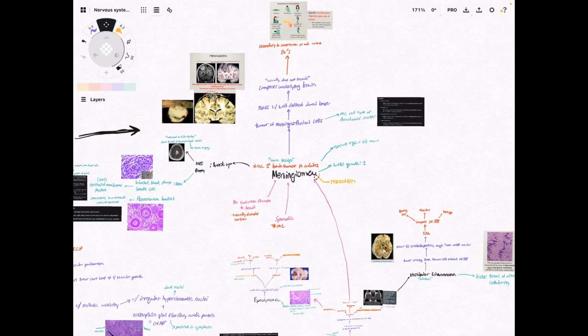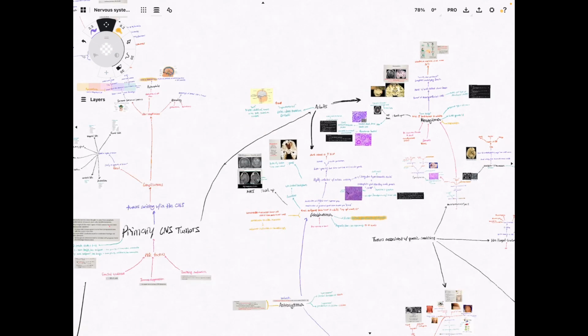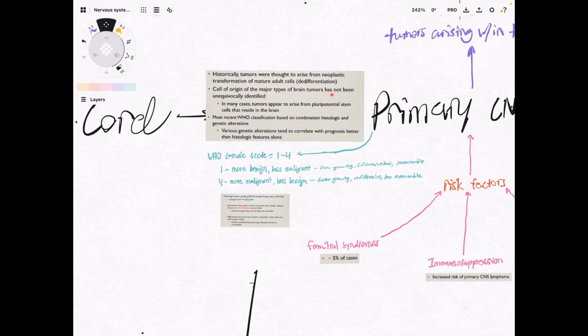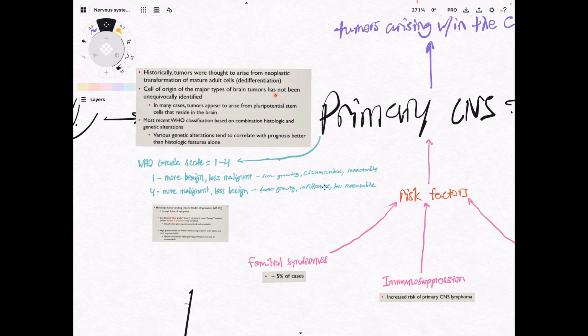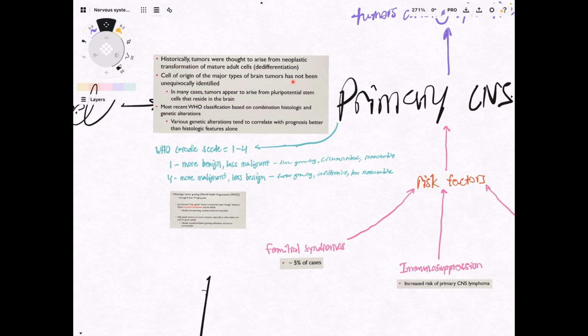So what I want to first do before we go on to meningioma is discuss what a WHO grade actually is. And that's the World Health Organization's grading of what a tumor should be graded as. So 1 is more benign, less malignant. So if it's graded as a 1, that means that tumor is going to be slow growing, circumscribed, which means it's very easy to resect. So very good margins. And if it's a 4, which is the highest grade that it can get, that means it's more malignant and less benign, which means it's faster growing, it infiltrates more quickly, and is less resectable. So those tumor cells extend beyond the seen borders, really. So it's really hard to get all of it at once.